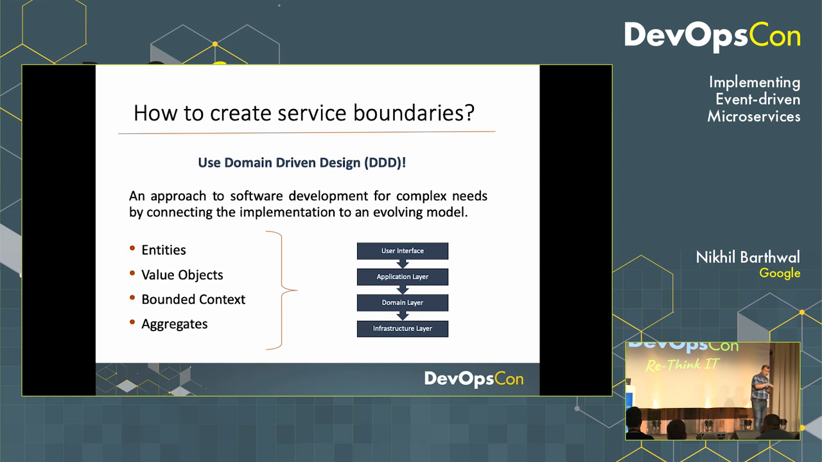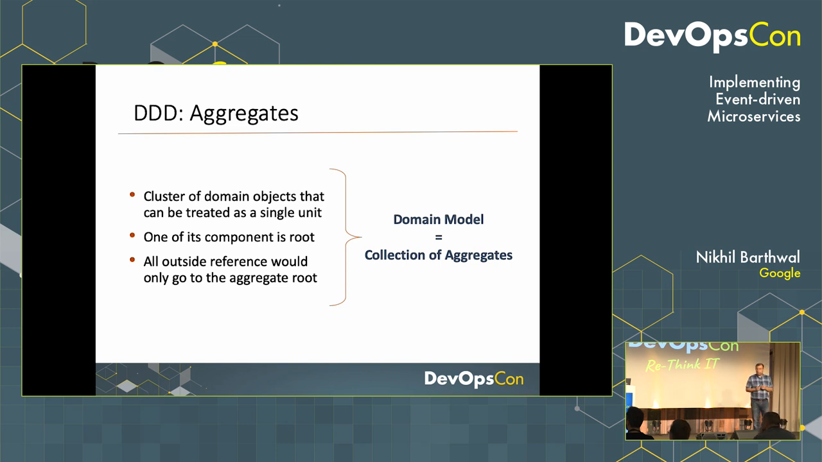I have a reference for domain-driven design towards the end. But the one that I'm actually going to talk about more, and which is of very much use to create service boundaries, is actually the last one, aggregates. So what are aggregates? Well, aggregates are essentially a collection of domain objects. They're logically a single entity with some kind of component that you call the root that you can refer to. And every reference to this collection of objects can just be made through the root. Now, what are examples of an aggregate?